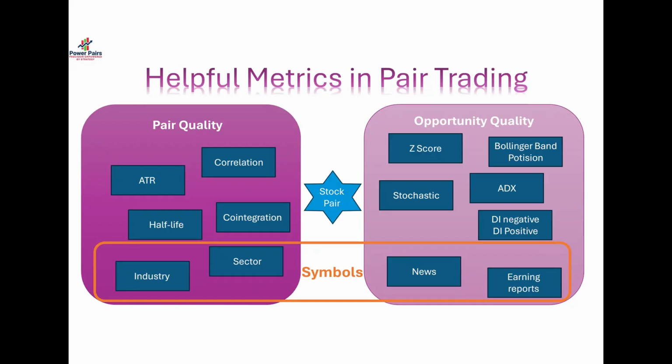News and earnings reports. I covered these in detail in a previous video, but in general, both can create artificial price movements in the symbols. We want to avoid entering trades where the deviation is caused by news-driven or earnings-driven moves rather than by natural statistical behavior. These metrics help us validate that the deviation we see is not random noise, but a real tradable opportunity with a higher probability of mean reversion.